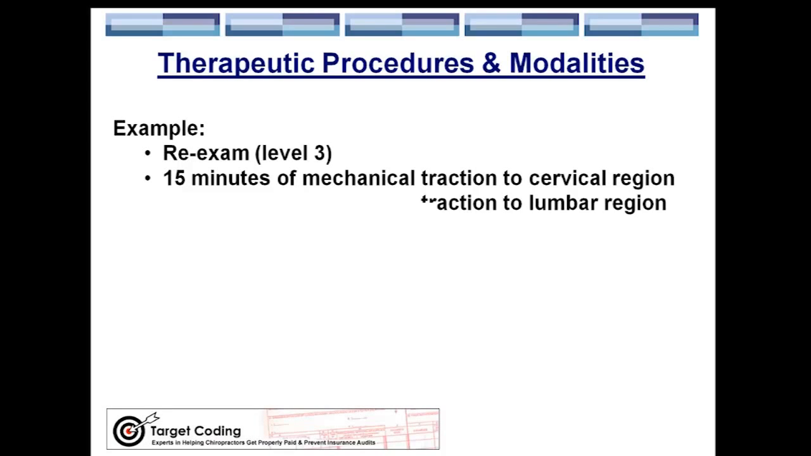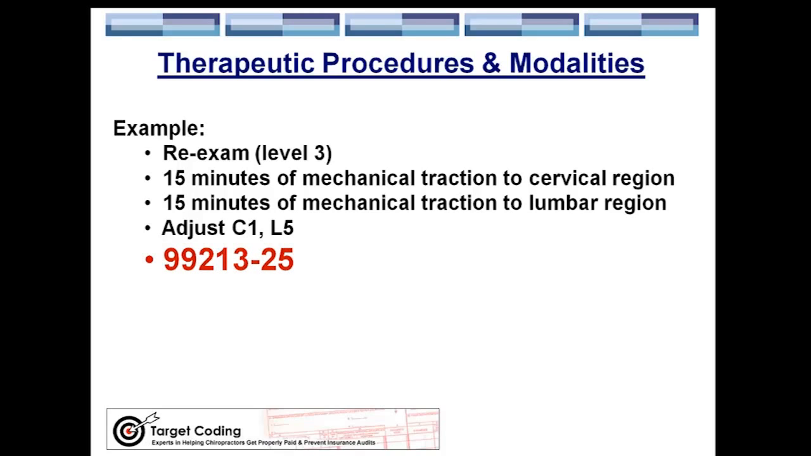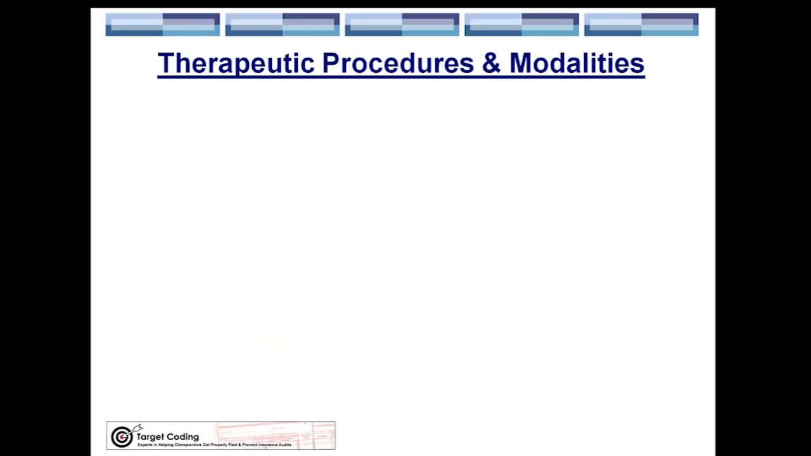Next, re-exam, 15 minutes of traction to the neck, 15 minutes of traction to the lower back, and you adjust C1 and L5. This would get billed as 99213. Mechanical traction only one time, even though you did it for 30 minutes, and even though you did it in 2 separate regions. You can only bill it one time, and then there's the 2-region chiropractic manipulative treatment code.